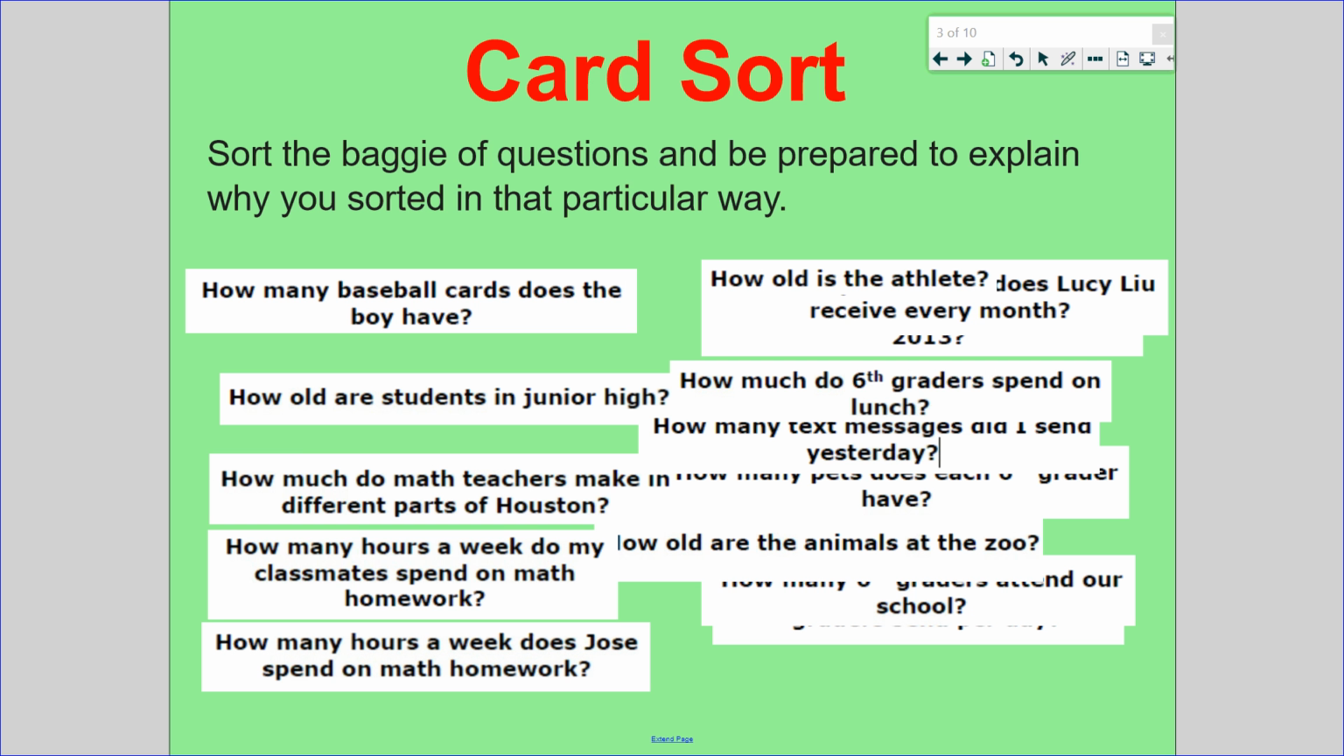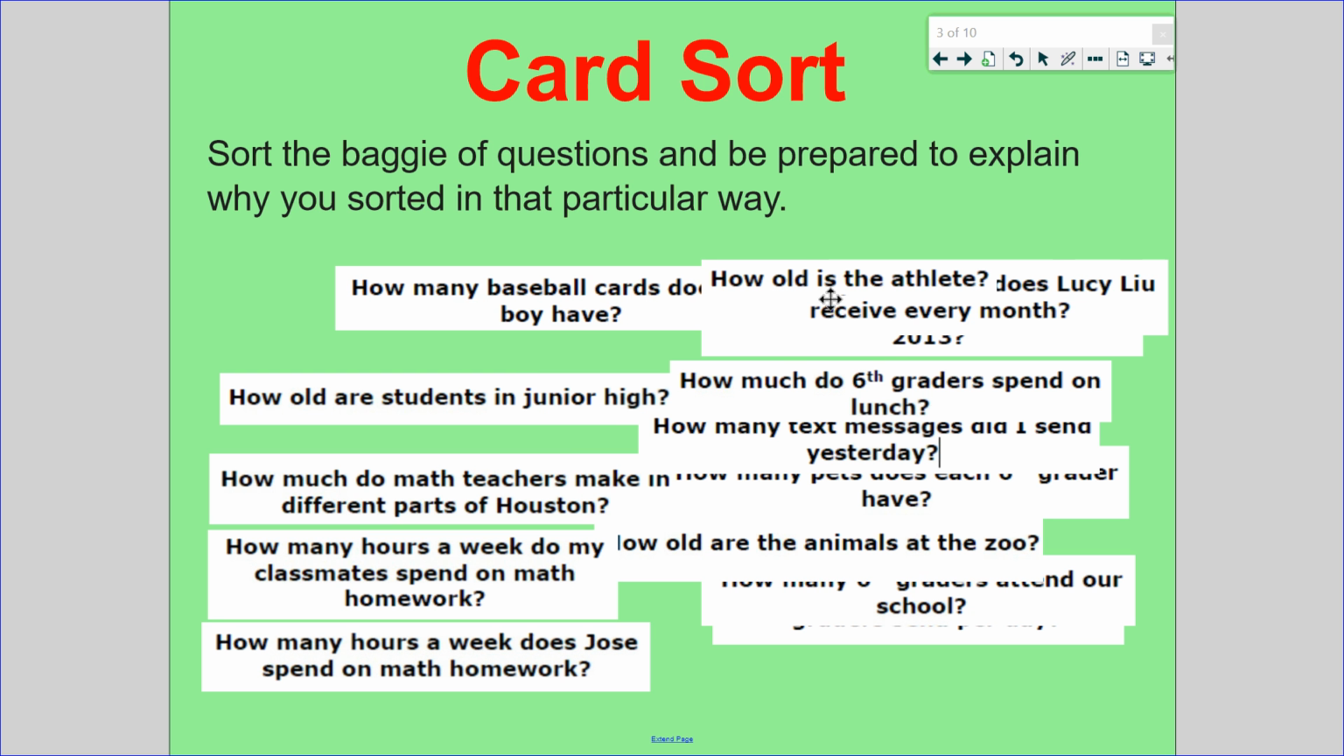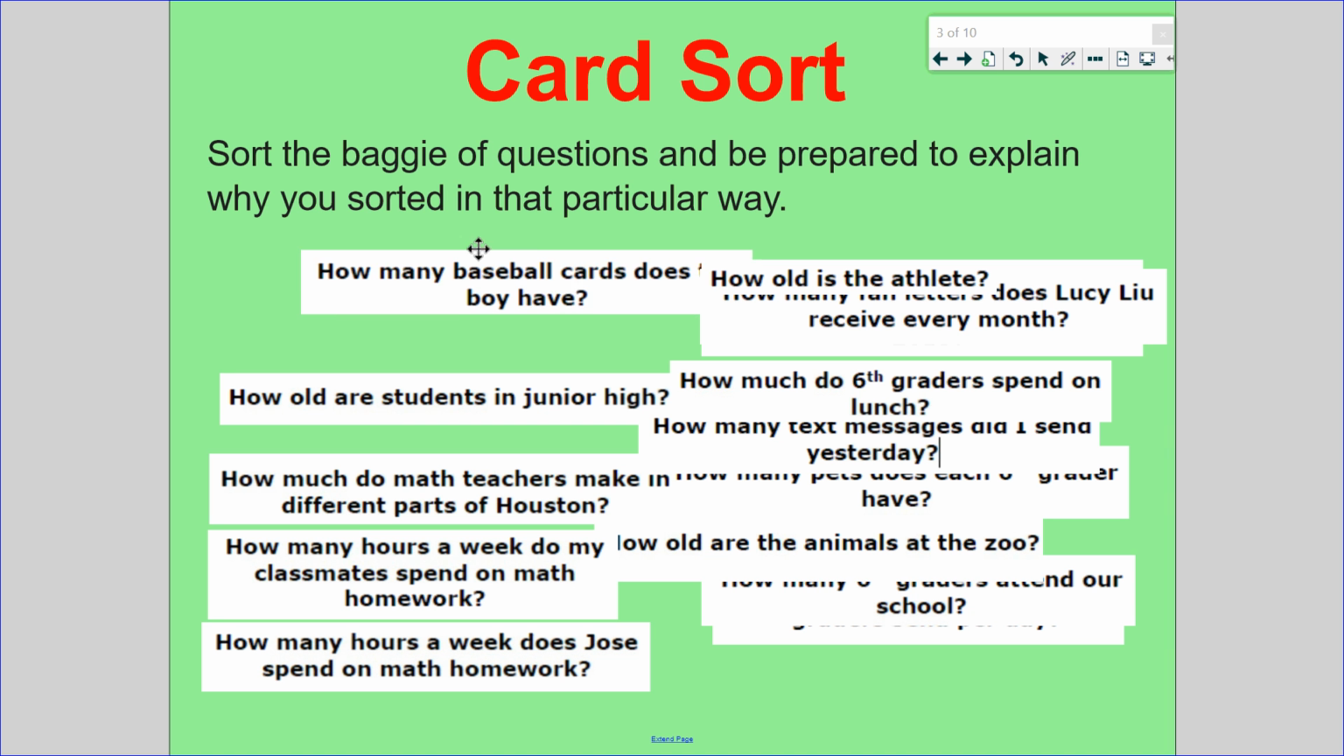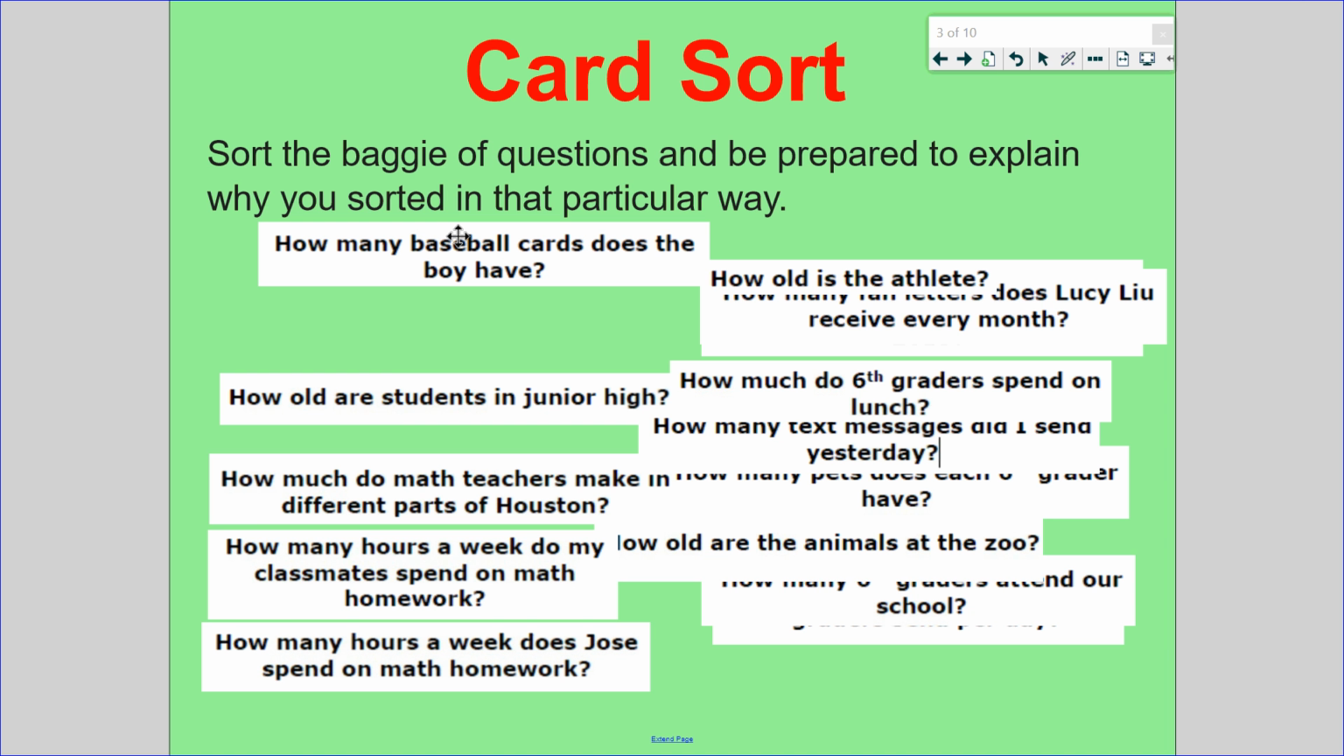So in this activity, you're going to be doing a card sort. So you're going to get different cards, and I want you to sort them into 2 different piles. And then be prepared to explain why you sorted them that way.